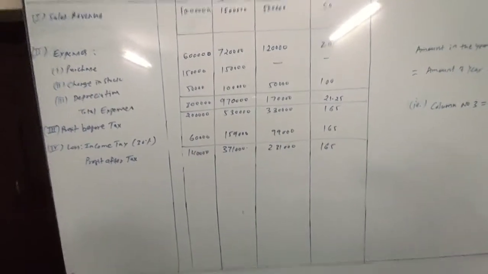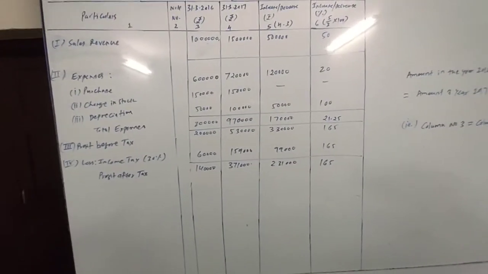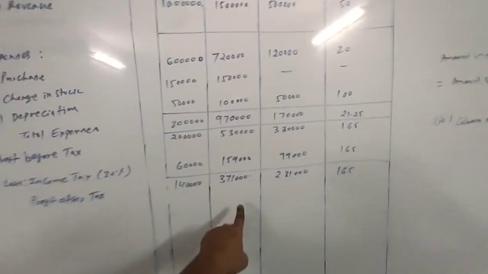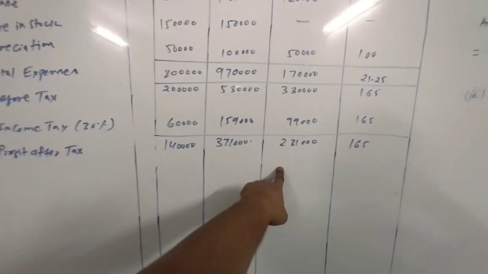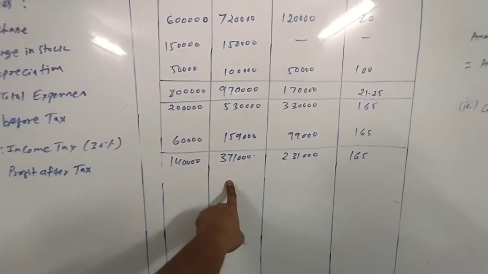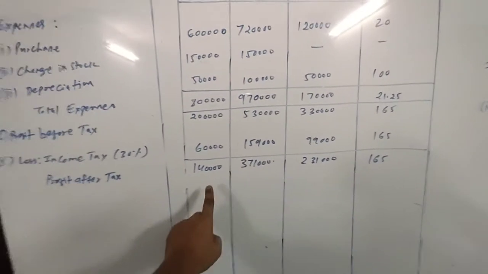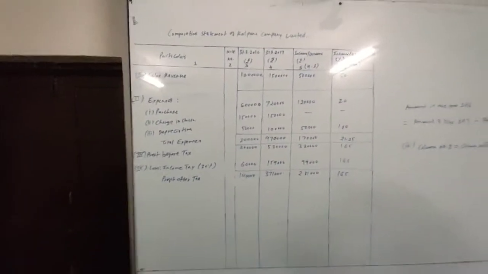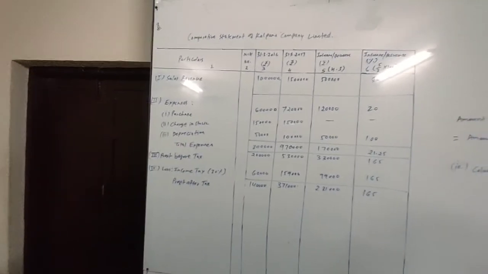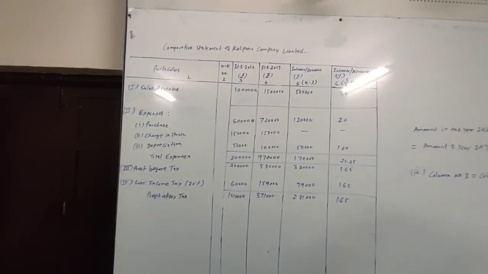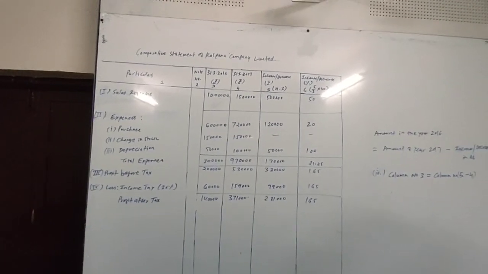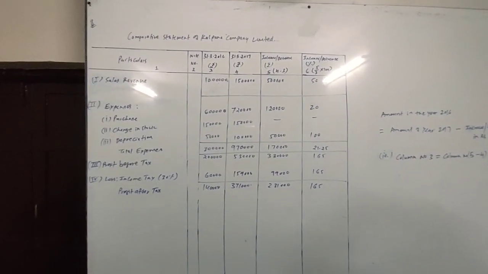And then the last amount, that is profit after tax, 3,71,000 is given in the year 2017, and there is an increase of 2,31,000. So 3,71,000 minus 2,31,000 equals 1,40,000. So this is how we have to solve sum number 8. In the next lecture, friends, we will be solving sum number 9. Thank you.